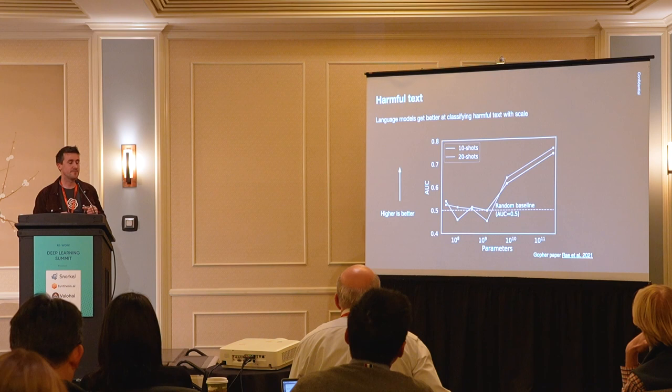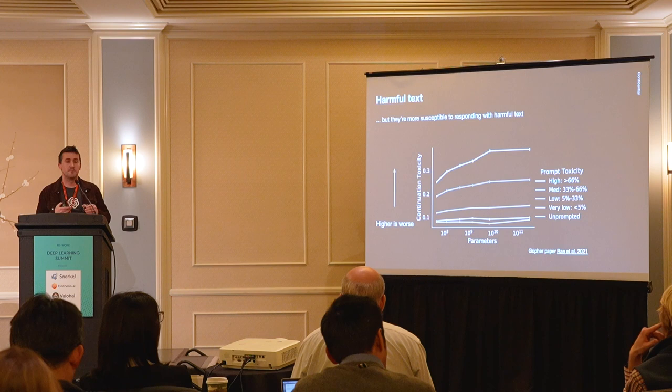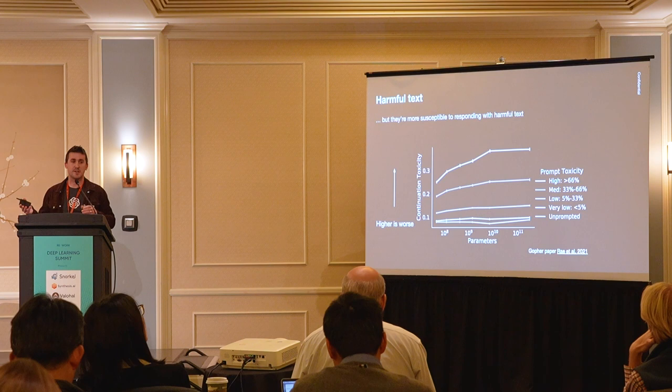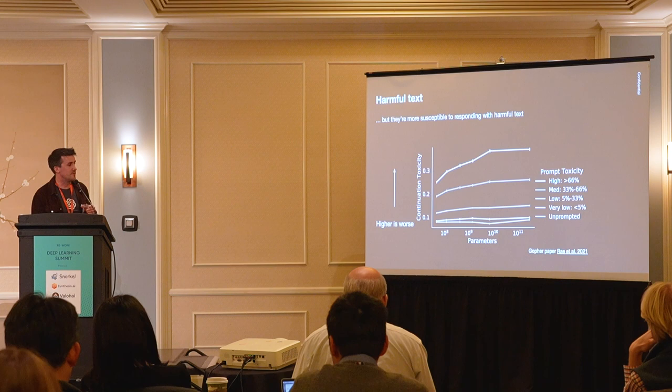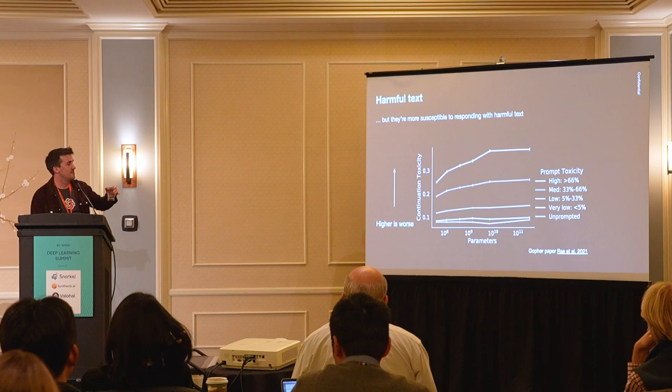However, if we put a base language model in the setting where it's given prompts of increasingly more toxic text, it's going to naturally, as it gets larger, better emulate that style and generate more harmful text. So that's bad. Apologies, I made the colors inverted. You can't really tell the colors, but there are different buckets of prompt toxicity, and generally the trend is going slightly up. It's certainly not getting better with scale.